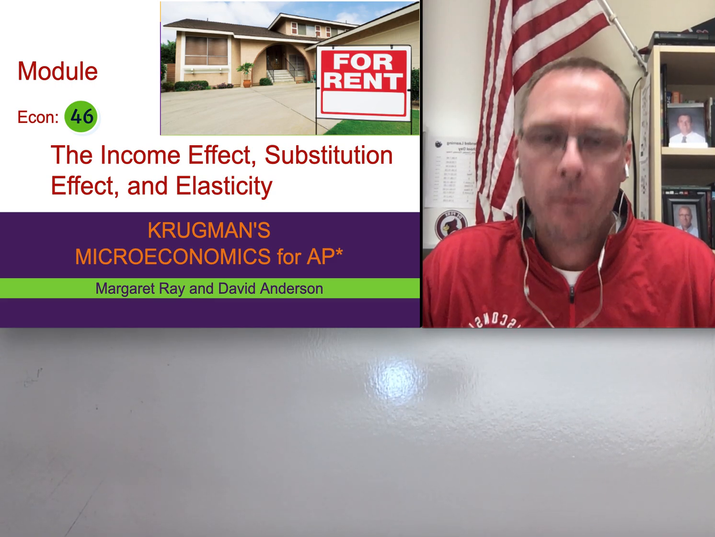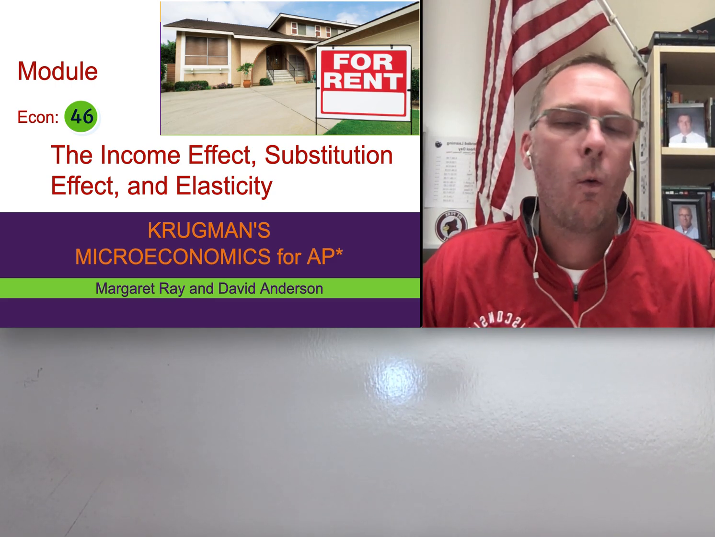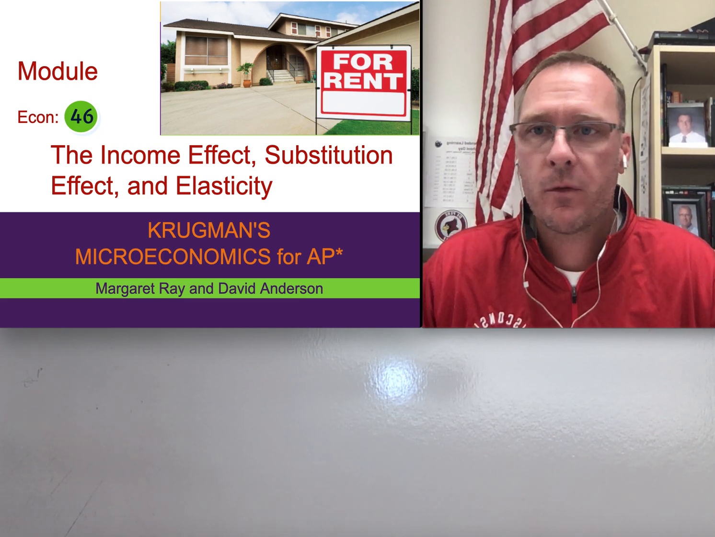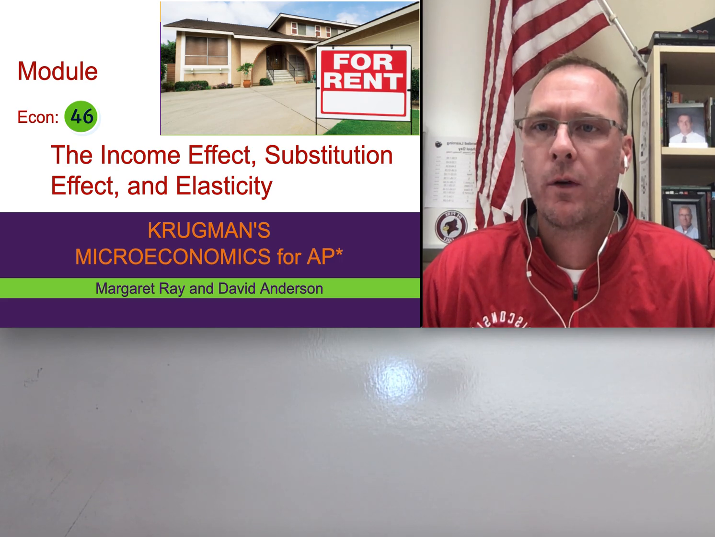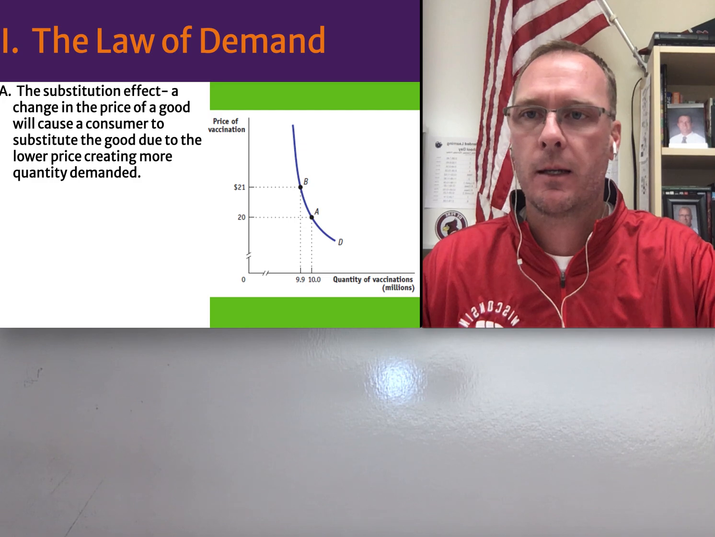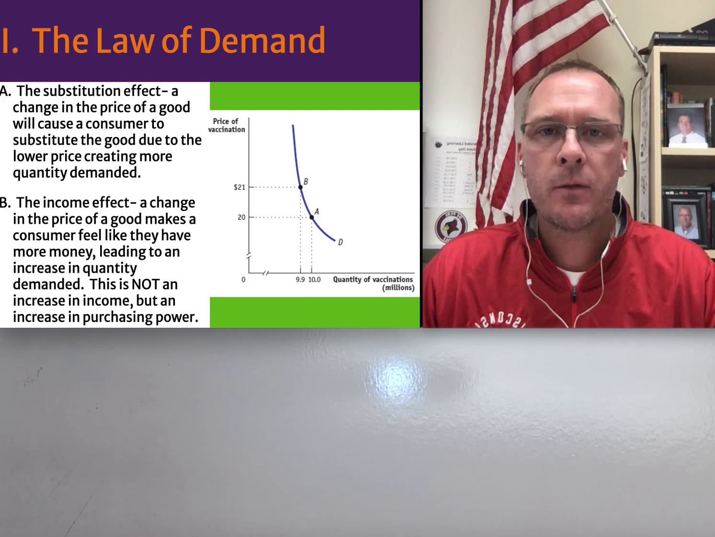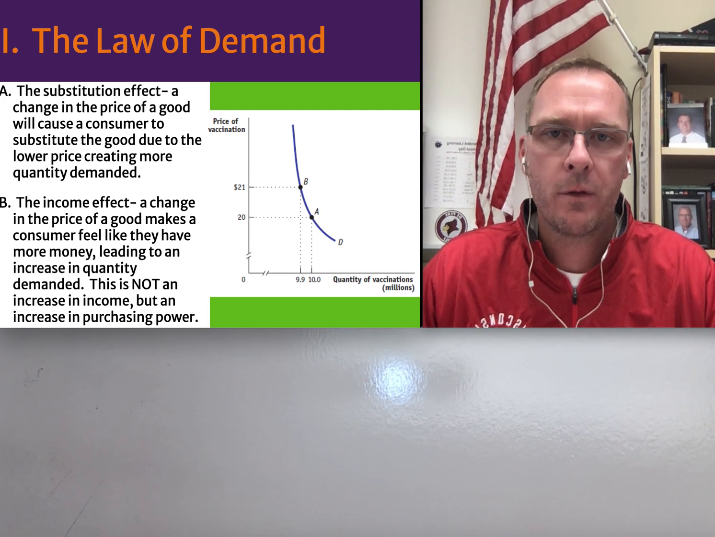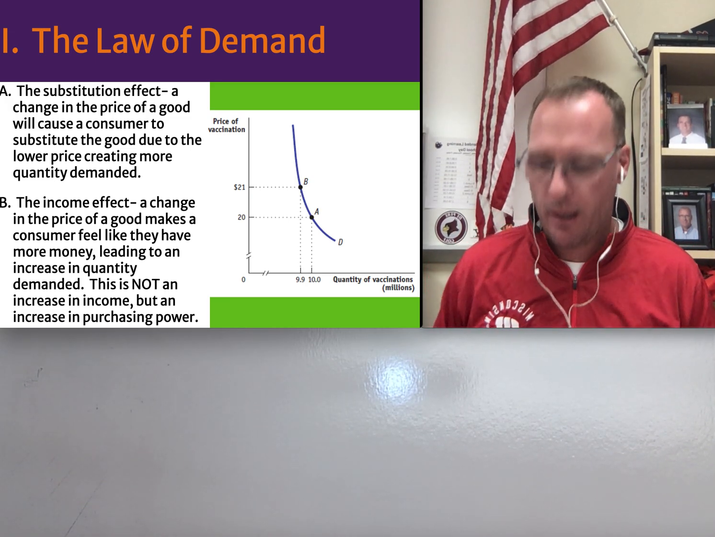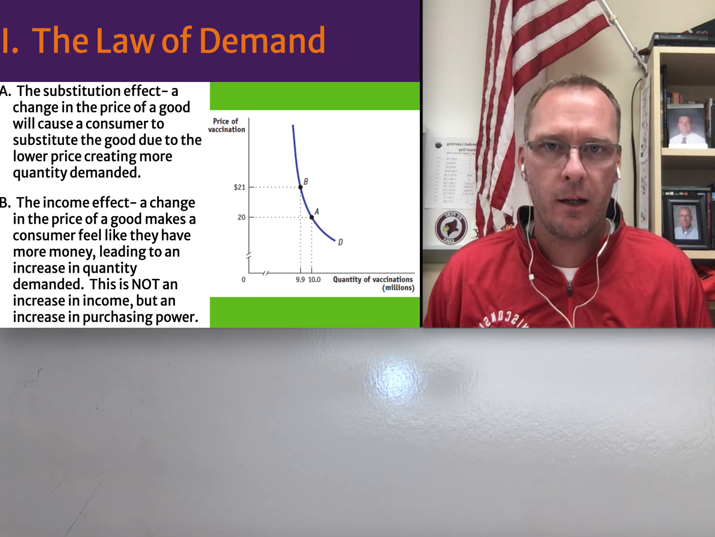When we look at micro, we are looking specifically at why our supply and demand lines look the way they do. So this first one, Mod 46, is talking about the income effect and the substitution effect, and then we'll get into elasticity. This first part talks about the law of demand. Why is this line downward sloping? The first thing you're going to get is the substitution effect and the income effect.